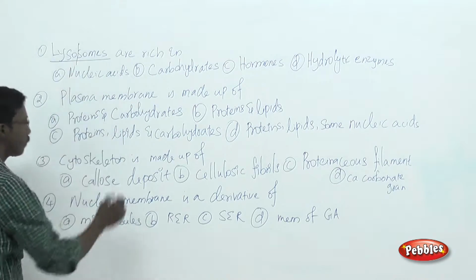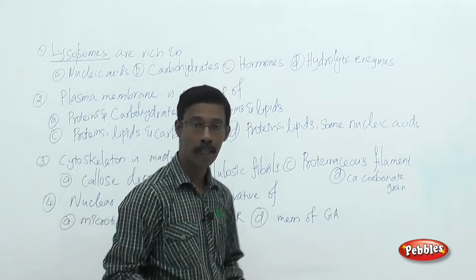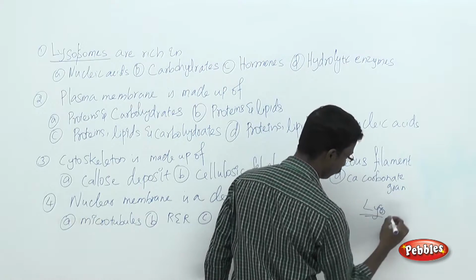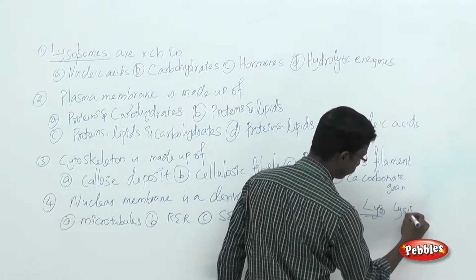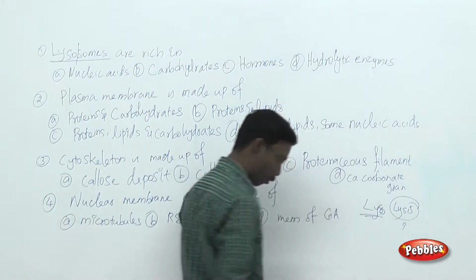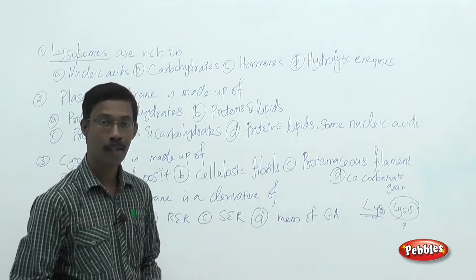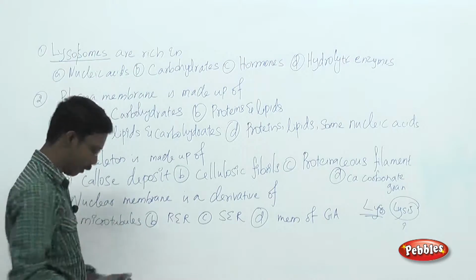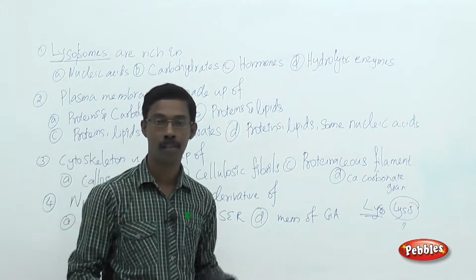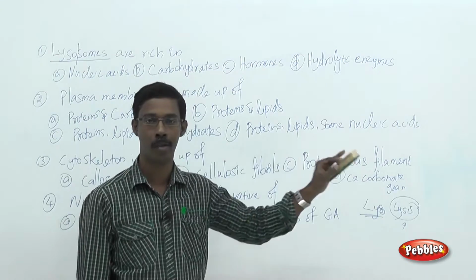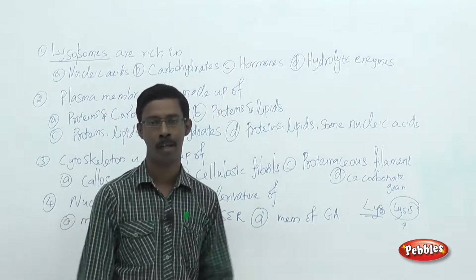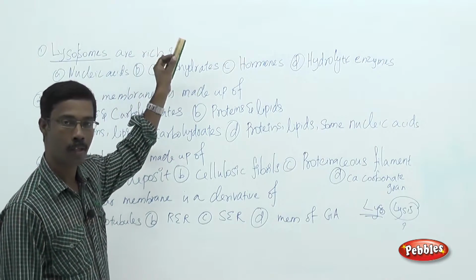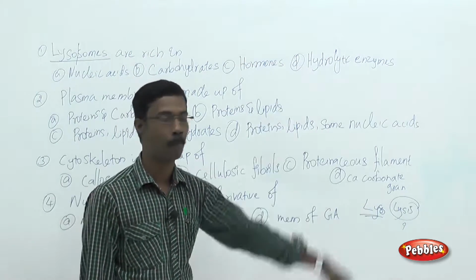The word itself hints at their function: lyso refers to lysis. They are going to lyse something, they are going to degrade something. So these organelles contain some enzymes that degrade or denature something. What is the role of lysosomes? They degrade foreign substances or foreign particles.